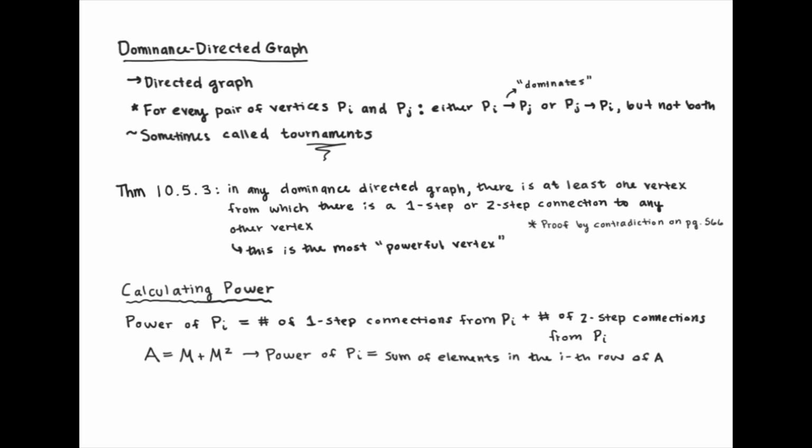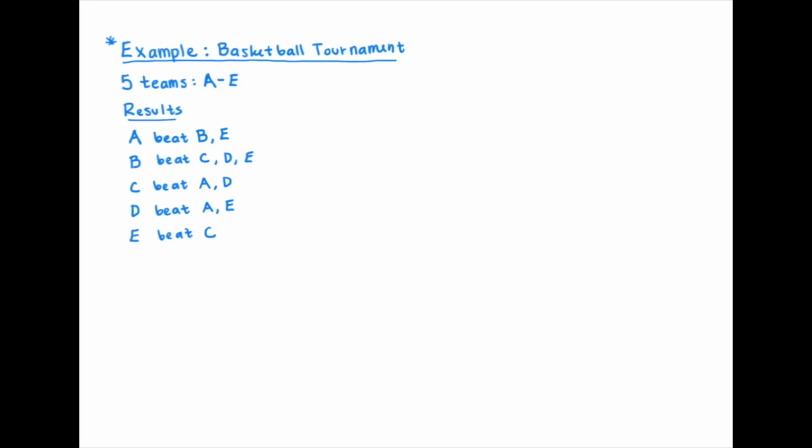In other words, in order to find the power of pi, you want to add all the elements in the ith row of M to all the elements in the ith row of M squared. For our second example, let's look at a round-robin basketball tournament with 5 teams, A through E. The results of each game are given. Let's visualize the tournament. A beat B and E, B beat C, D, and E, C beat A and D, D beat A and E, and finally E beat C.